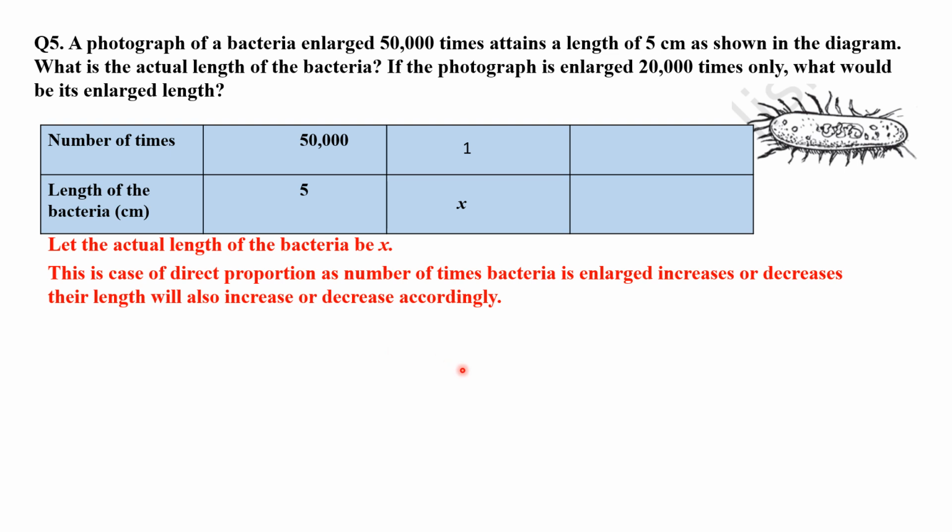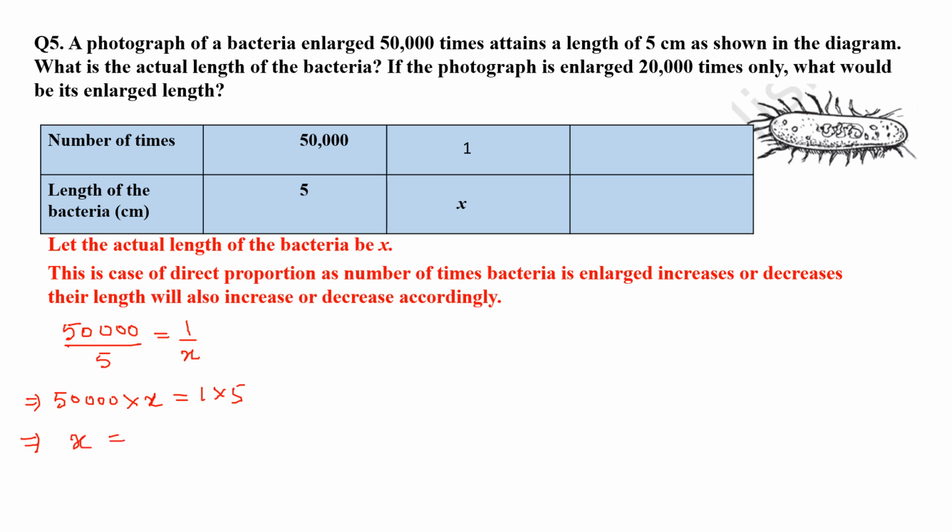So this is a case of direct proportion. We know that in a direct proportion, the ratio remains constant, right? So from here I can write 50,000 by 5 is equal to 1 by x, and when you do cross multiplication, it will become 50,000 into x equal to 1 into 5, and 1 into 5 is 5 only.